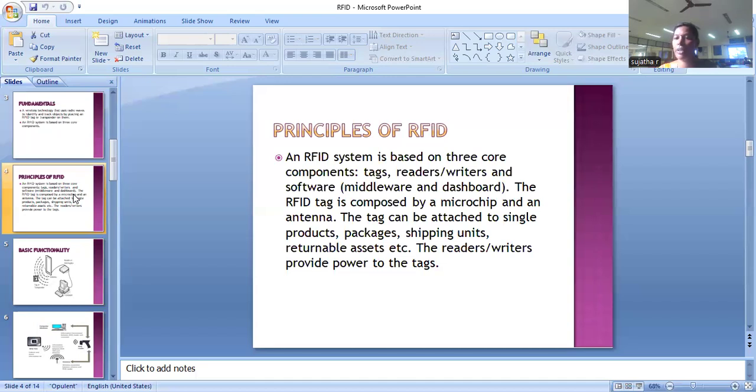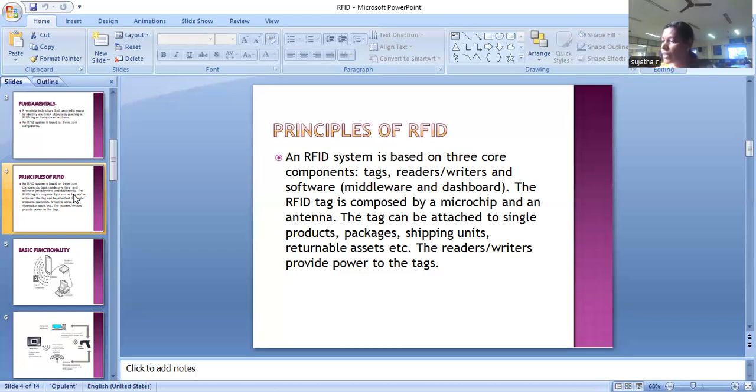An RFID tag is composed of a microchip and an antenna. The chip reads the radio waves from the reader. The tag can be attached to single products, packages, shipping units, returnable assets, etc. The readers or writers provide power to the tags.